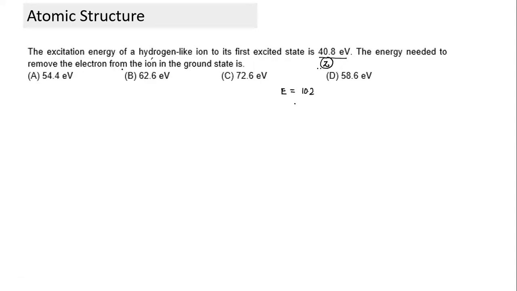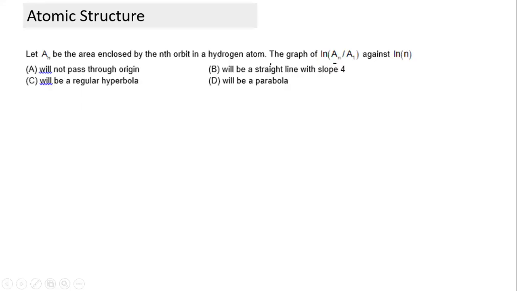Once we have the Z value of 2, we have an easy answer. The energy needed to remove the electron when Z is 2, the ionization energy, will also be 4 times. To remove the electron from the ion in the ground state is nothing but ionization energy, which is 4 times the ionization energy required for a hydrogen atom. So the answer is 4 into 13.6. This is one of the JEE Main questions. The previous one is also a past Main question. See whether you can solve this question now.